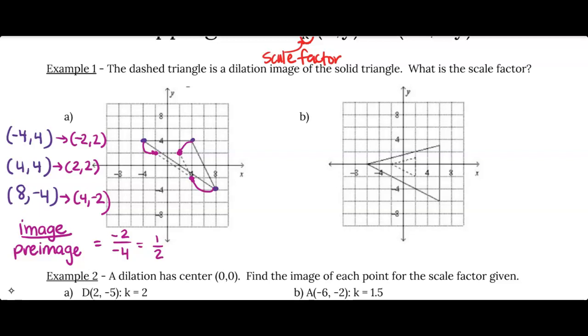Is half of 4 2? Yes. Is half of 4 2? Yes. Is half of 8 4? Yes. Half of -4 -2? Yes. So you see that it worked for all of them. You try and do B and then check your work.